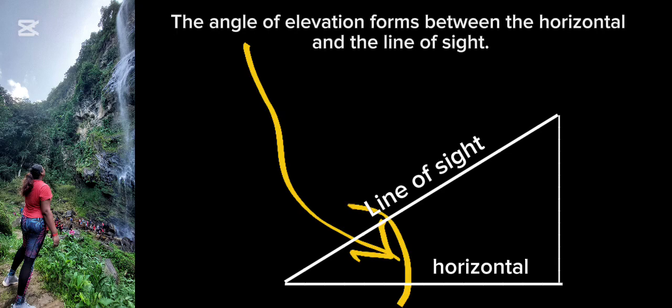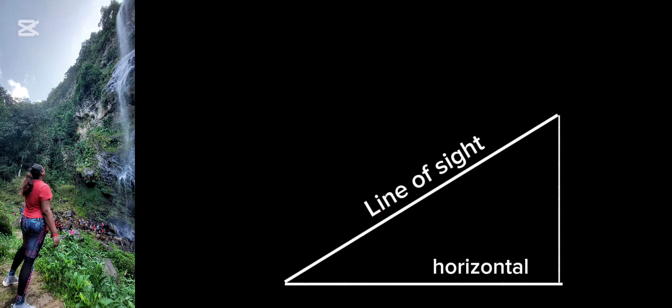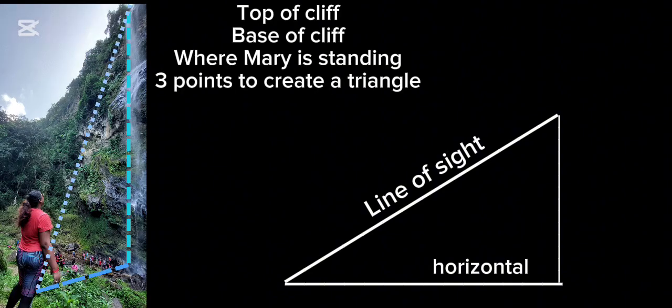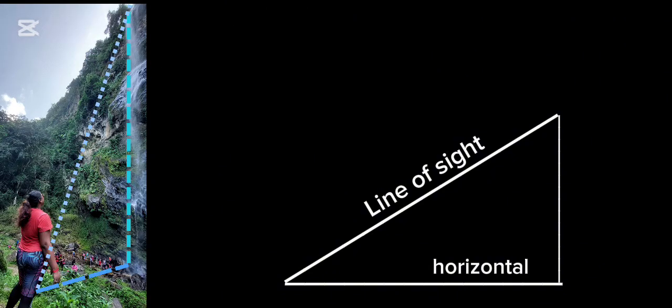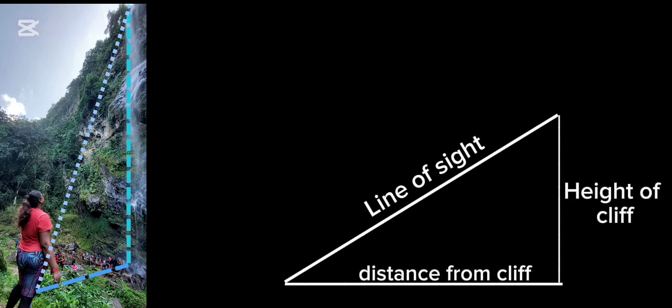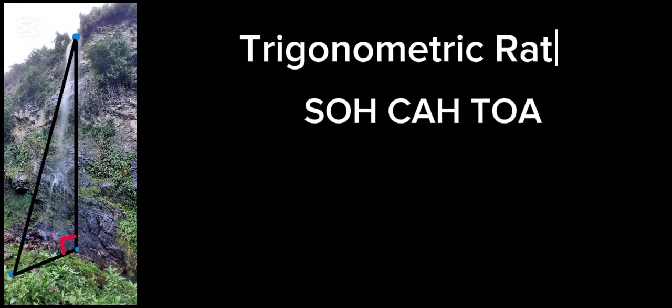Now, let's see. Mary is standing some distance away from the cliff. We can create a triangle using the top of the cliff, the base of the cliff, and the point where Mary is standing. This triangle creates a 2D representation of the scenario involving the height of the cliff, the distance Mary is standing from the cliff, and her line of sight to the top of the cliff. This is where trigonometric ratios can help us out depending on the information we have and would like to find.